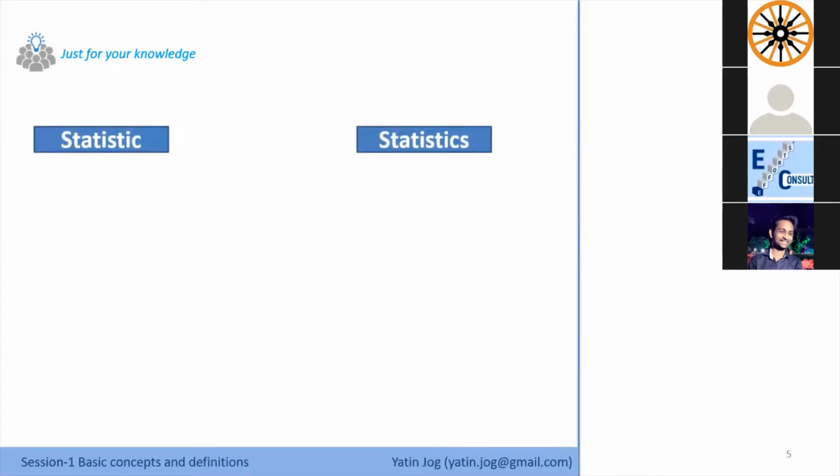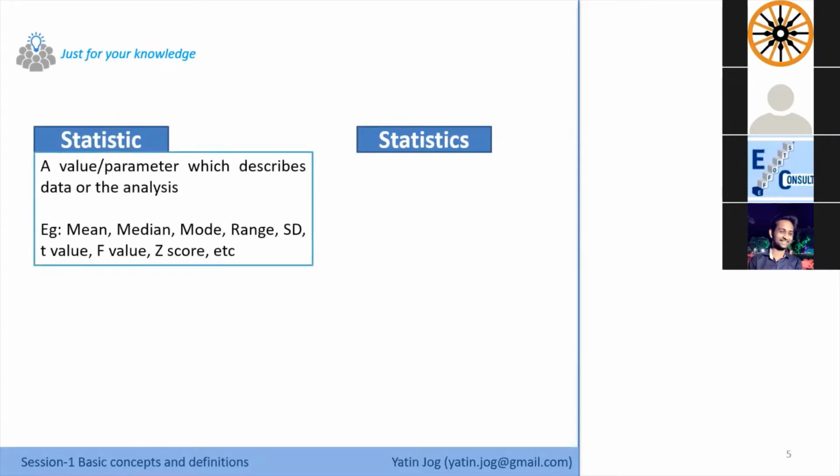Just for your knowledge, even if you go to Google, you will find two different words. Statistic is a word and statistics is a word. When I say statistic without S, that means a value or a parameter which describes data or the analysis. For example, we calculate mean. All of us have calculated average so many times, from standard 1 to calculating the average marks of the complete year. That one number, that average, we call the mean in statistics. That one number is sufficient to represent a lot of other numbers.